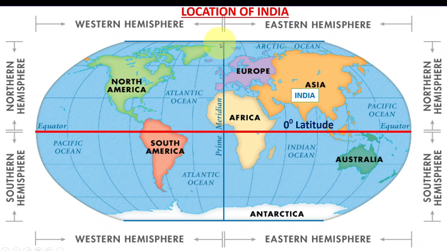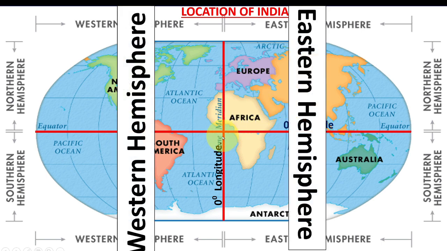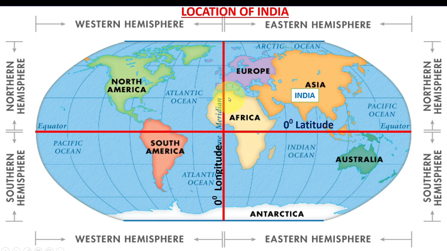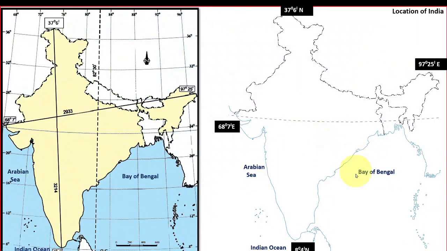At the same time, 0 degree longitude divides the globe into two halves. The portion which lies east of 0 degree longitude is called the eastern hemisphere. The portion which lies west of 0 degree longitude is called the western hemisphere. So as a whole, the world is divided into four hemispheres. Our India lies in the northern and eastern hemisphere. So our India is located on the globe in the northern and eastern hemisphere of the world. Now see the exact location of India.